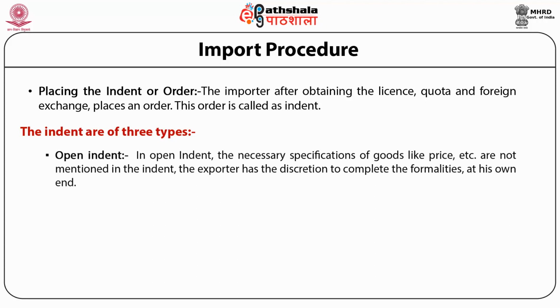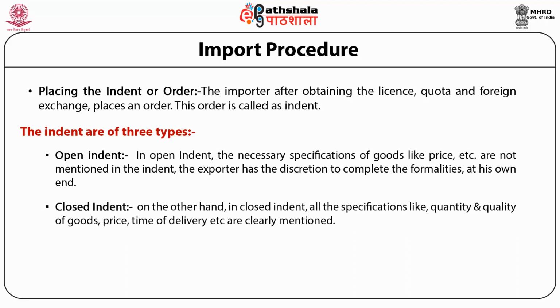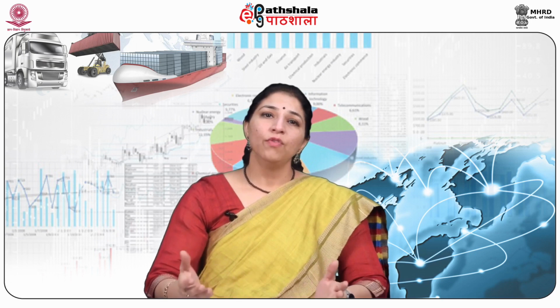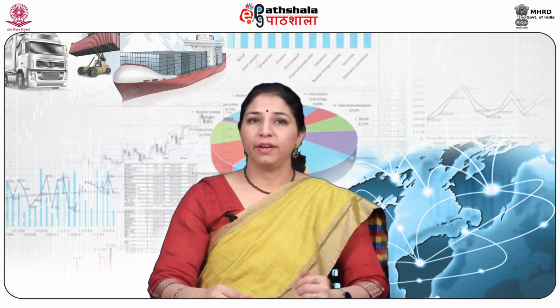Open indent is the indent in which the necessary specifications of goods like price, etc. are not mentioned in the indent. The exporter has a discretion to complete the formalities at his own end. Whereas in the closed indent, all specifications like quality, quantity of the goods, price, time of delivery, etc., are clearly mentioned. Third is confirmatory indent, which is where an order is placed subject to the confirmation by the importer's agent.